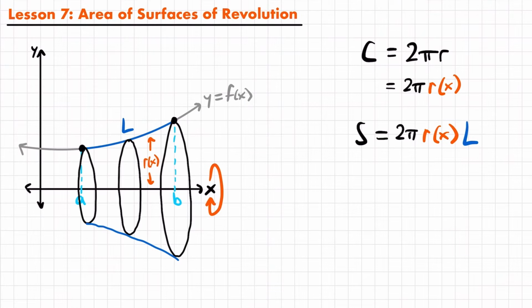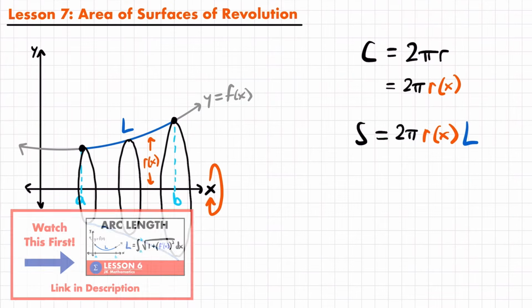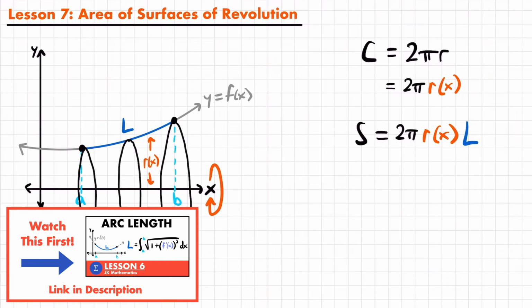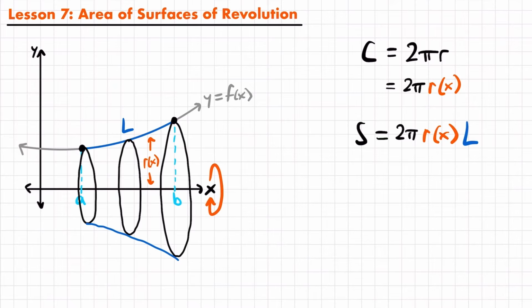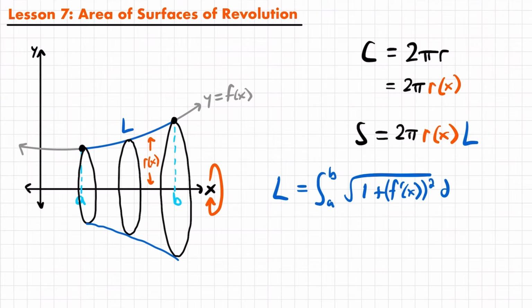Well, in our previous lesson where we learned arc length, we learned that the length of a curve could be found by using a definite integral. And that definite integral looks like this. The arc length is equal to the definite integral from a to b of the square root of 1 plus f prime of x, or the derivative of our function, squared times dx.